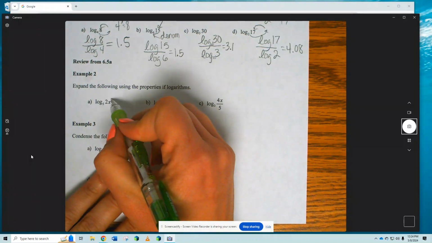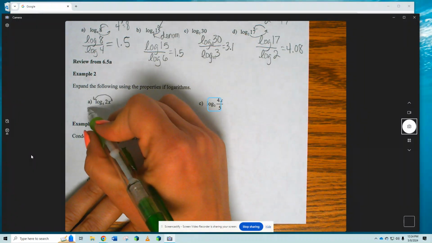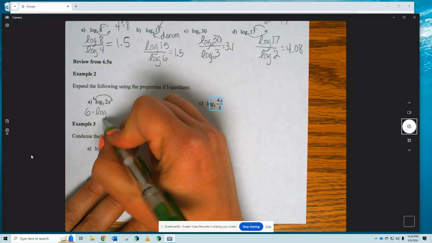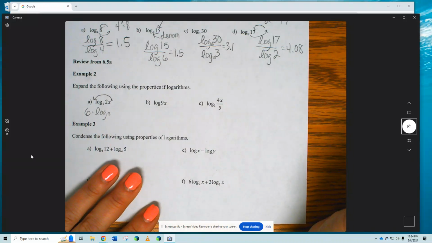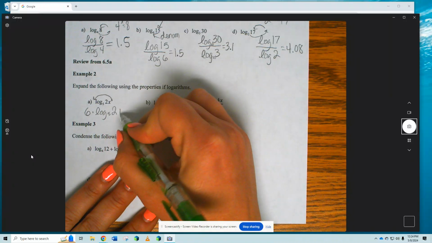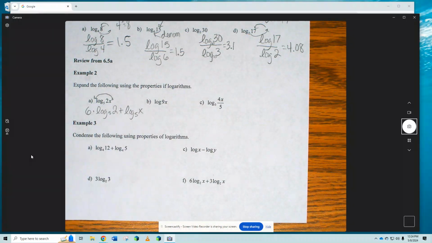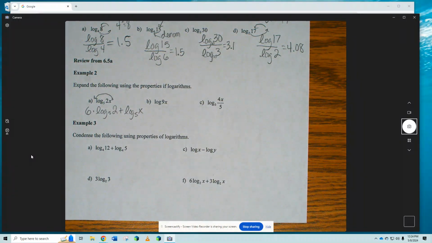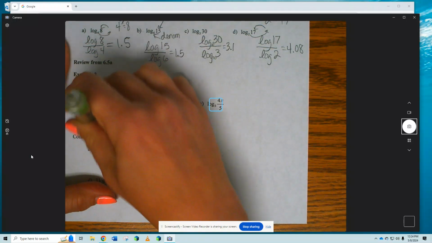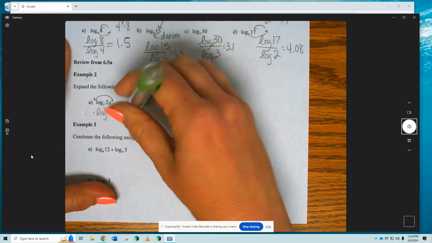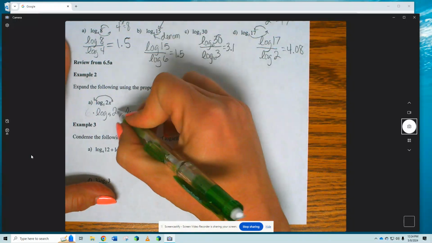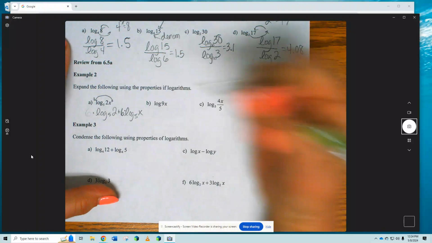Okay, real quick. This would become 6 times log of 5. Then 2 plus log of 5 of x. See how 2 times x, you make it a plus sign. The 6 would go in front of just the x. Oh no, I messed up. The 6 goes in front of just the x. It's not 2 to the 6th. My mistake.